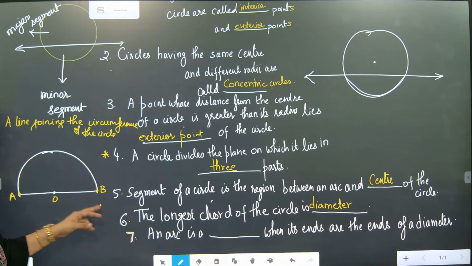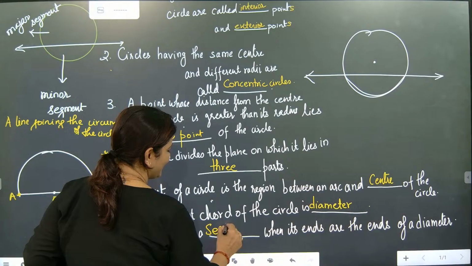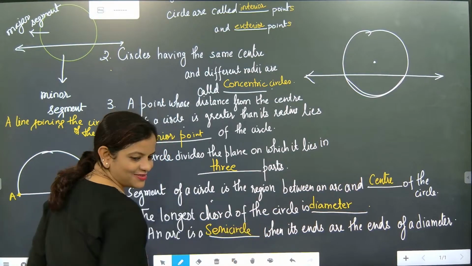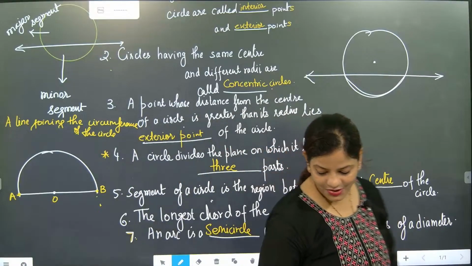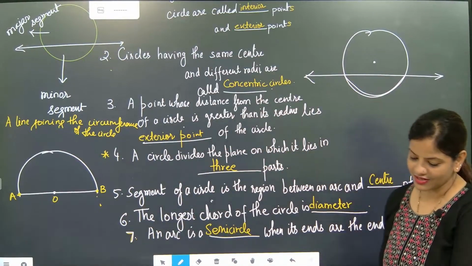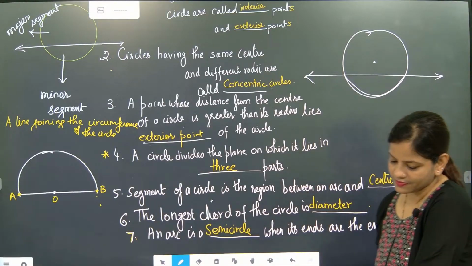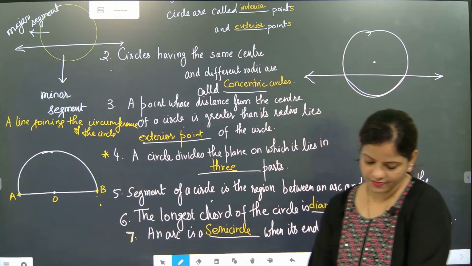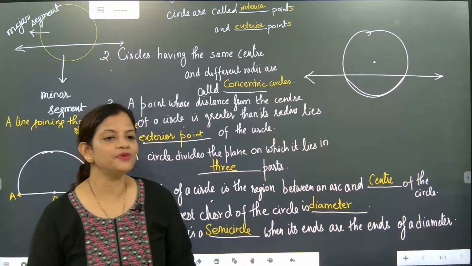See, semicircle, beta. The diameter's ends are the ends of the arc, so it is a half circle. What is a half circle considered as? Semicircle. Super. So it is called what, beta? This is considered as semicircle. Note down. This is called semicircle, beta.